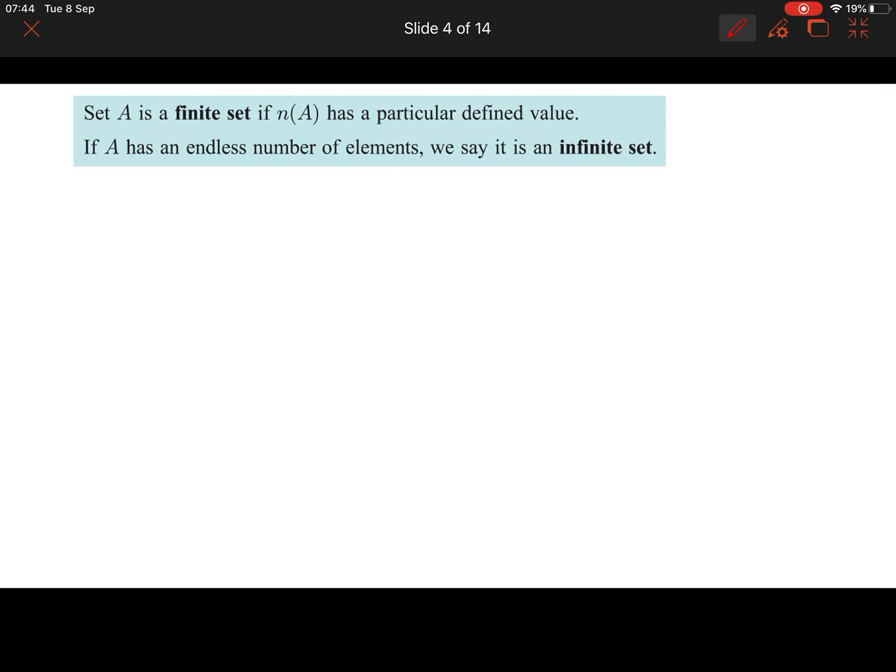Okay, this is just a bit of English language for you. Set A is a finite set if the number of elements in the set has a particular value. So, for example, I just said days of the week, and I said that was equal to 7, right? So that's a finite set. There are only 7 days in the week. There aren't more. The list doesn't go on forever and ever and ever.